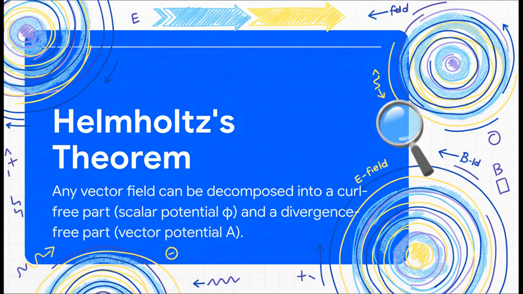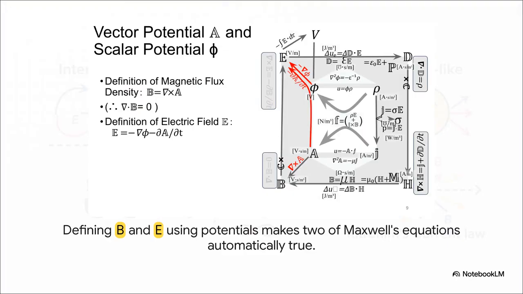Well, our first clue comes from a really powerful mathematical tool, Helmholtz's theorem. It basically tells us that any vector field out there can be broken down into two simpler parts. There's a part with no swirl or curl, which we can describe with a scalar potential, we'll call it phi, and there's a part with no source or divergence, which we can describe with a vector potential, A. By using these potentials, we can make our equations a whole lot simpler. Let's see how this actually works.